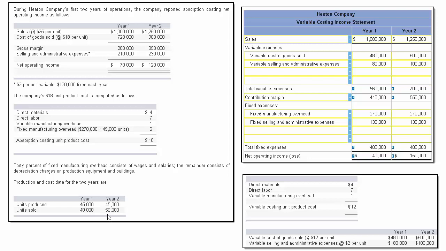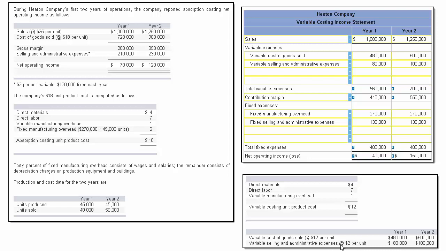Now if you had to produce this as a variable costing income statement, what you get is over here. You get the same sales, $1 million and $1,250,000 as you had under absorption, but now you've got to break out your variable cost into variable cost of goods sold and variable selling and administrative. Well, the variable cost of goods sold is simply the direct material, the labor, and the overhead, the $12 that we had here. So we get $12 times the number of units sold, and we come up with 480 and 600,000.